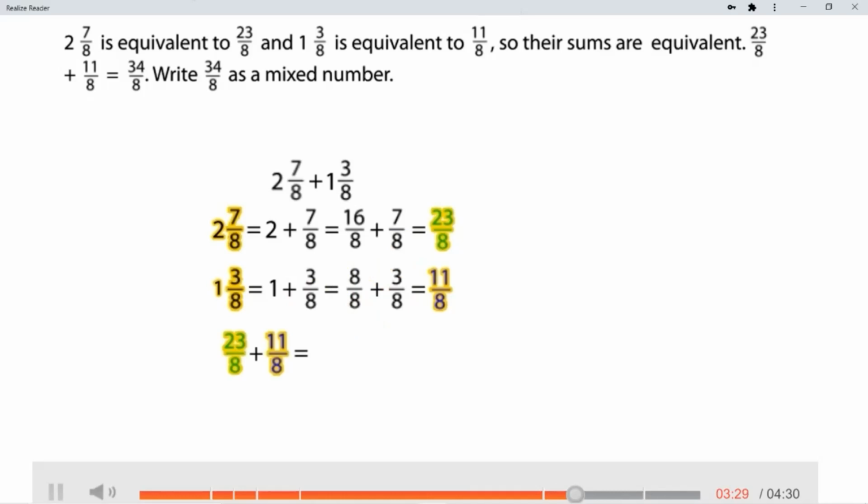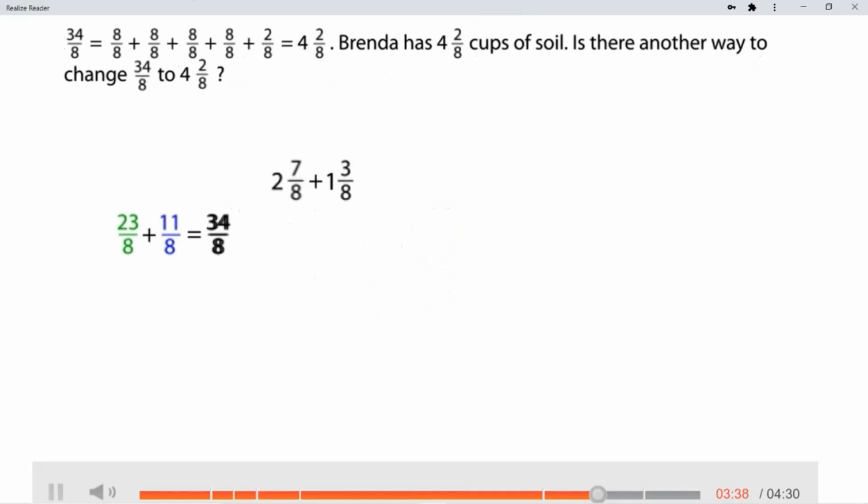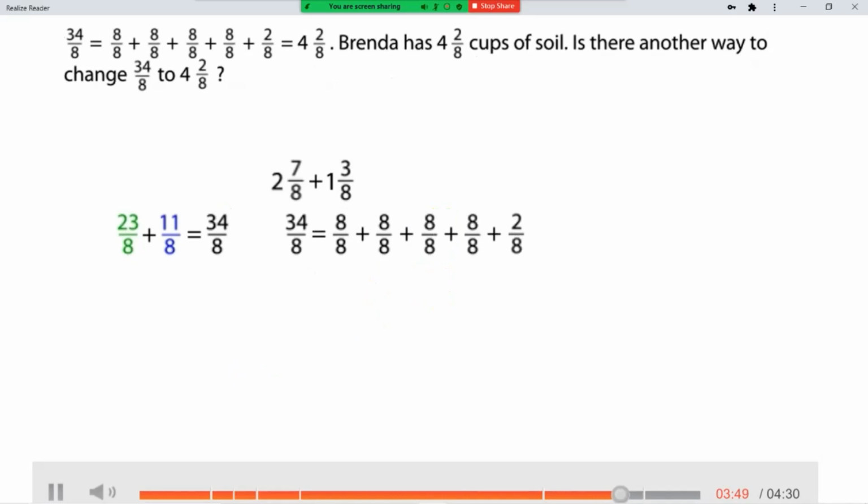23/8 plus 11/8 equals 34/8. Write 34/8 as a mixed number. 34/8 equals 8/8 plus 8/8 plus 8/8 plus 8/8 plus 2/8. That equals 4 and 2/8.